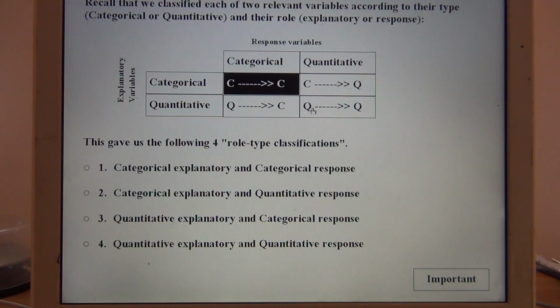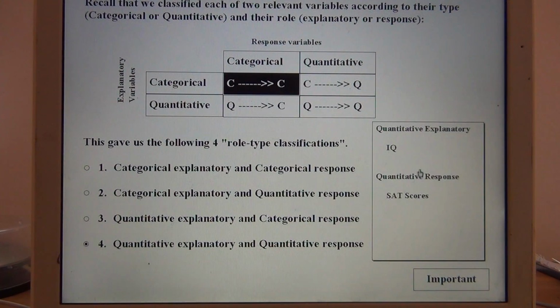And finally, we have the quantitative explanatory variable and quantitative response variable. And that might look something like this, if we were looking at the relationship between IQ explaining or predicting SAT scores. Well, IQ is the explanatory variable, and the response variable is SAT scores, and both of those are quantitative.